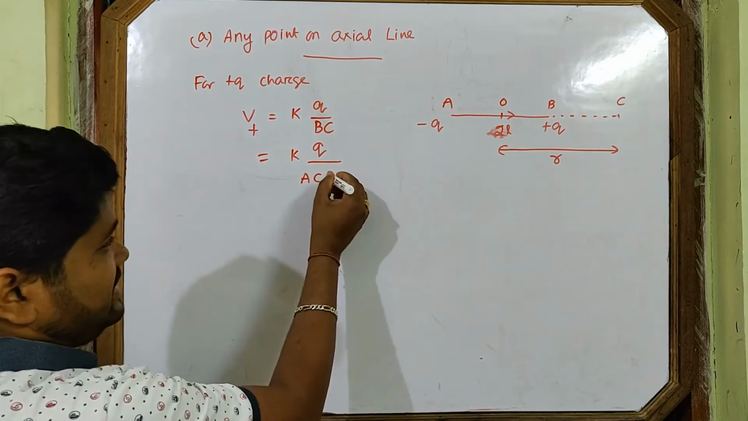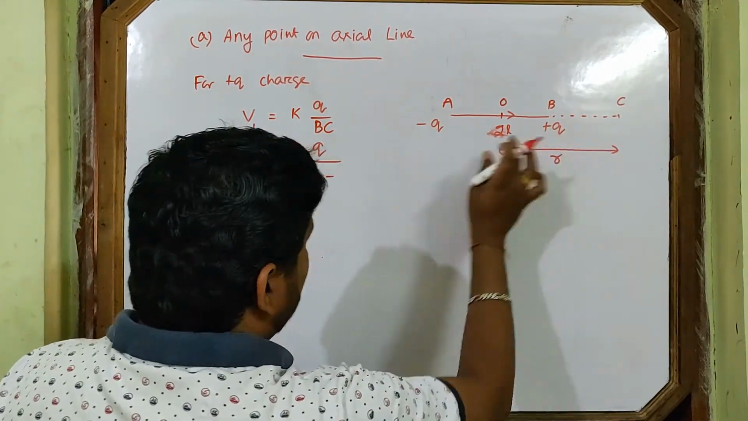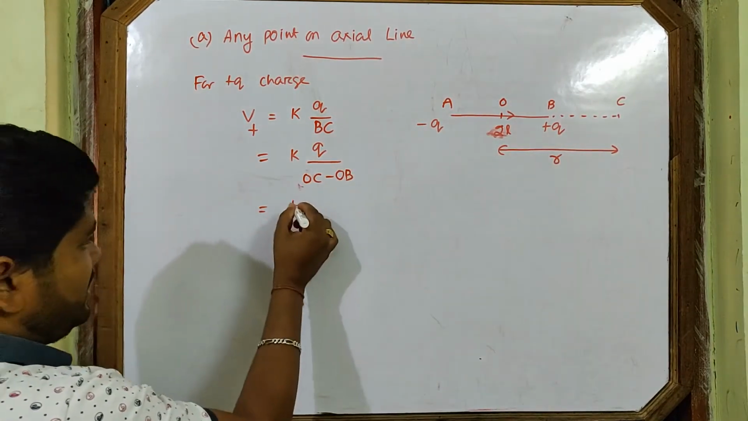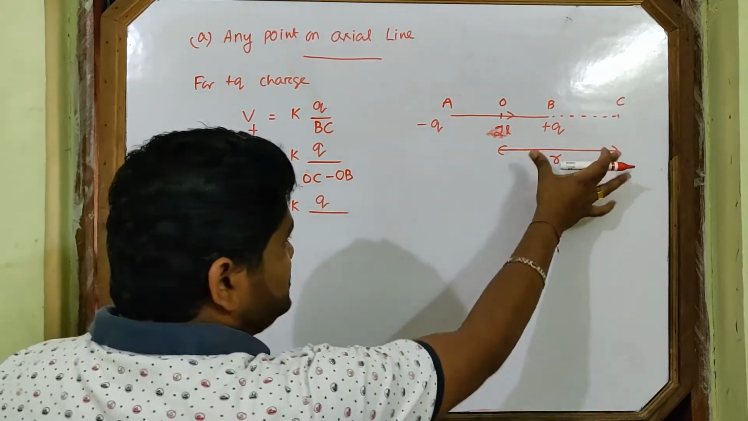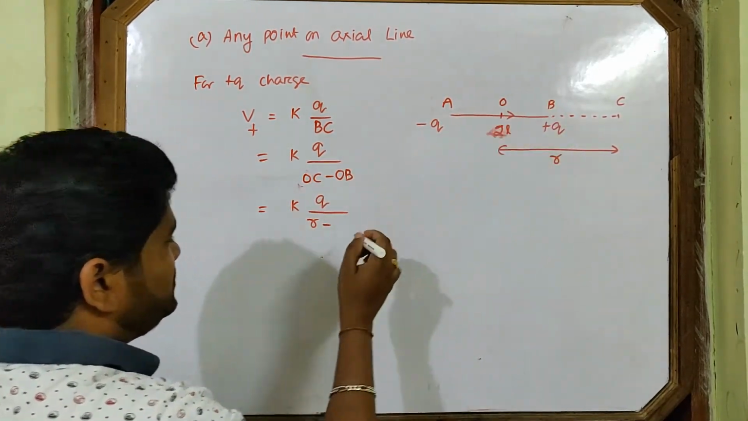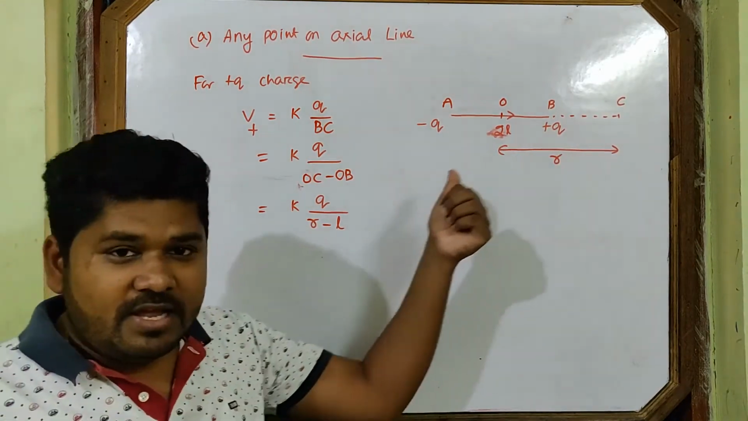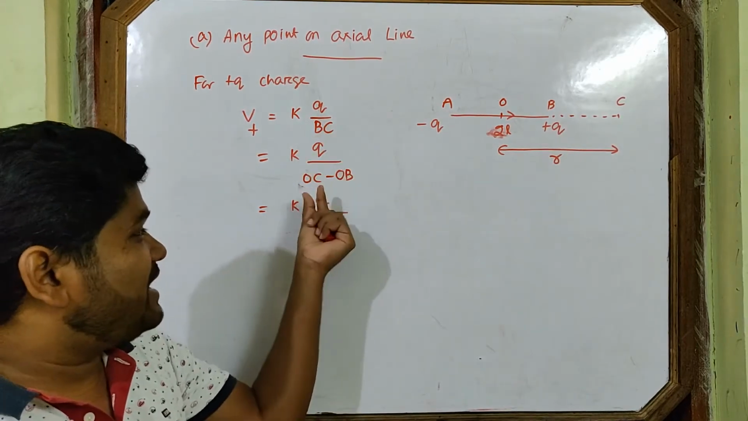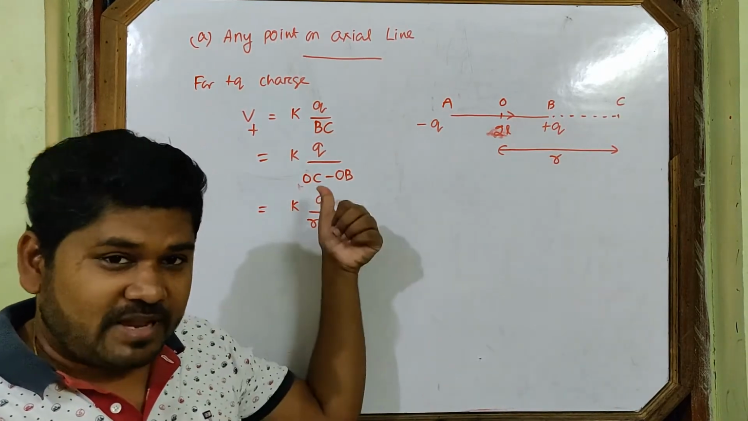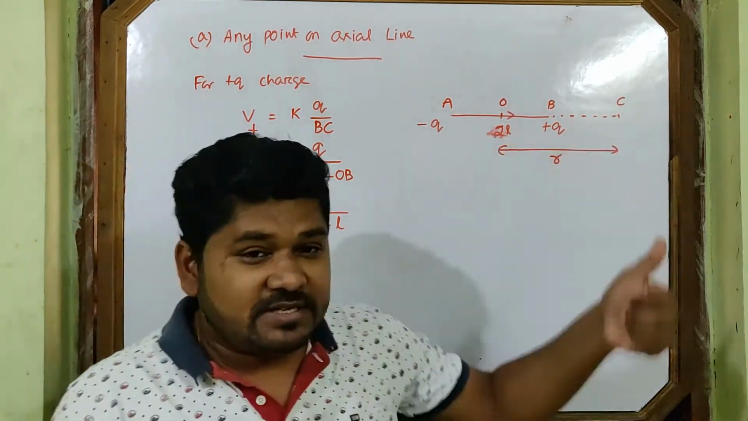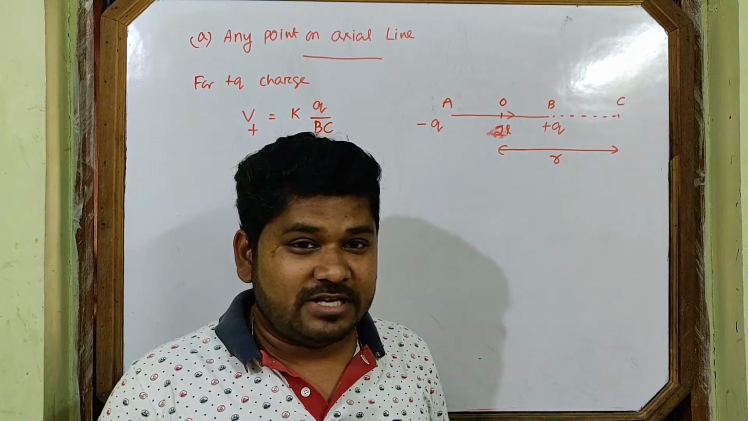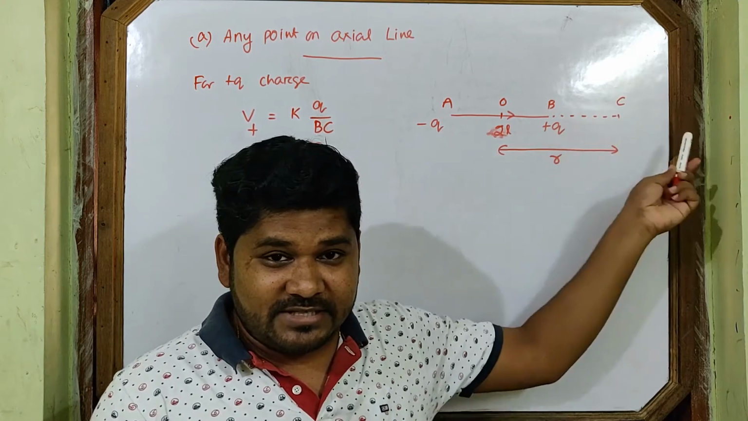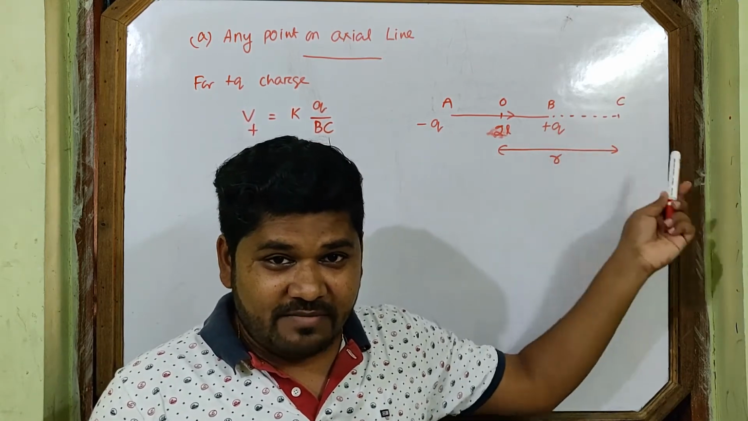BC is OC minus OB. So it is KQ by OC minus OB. OC is R, OB is L. Is it clear? We did the same thing for intensity, but there we squared it because intensity is KQ by R square. Here I am writing potential. Where is the direction of the potential due to this plus q charge? Is it along the positive x-axis, along plus i cap?